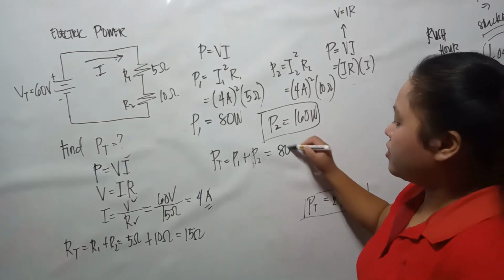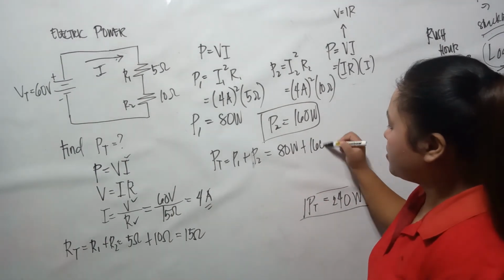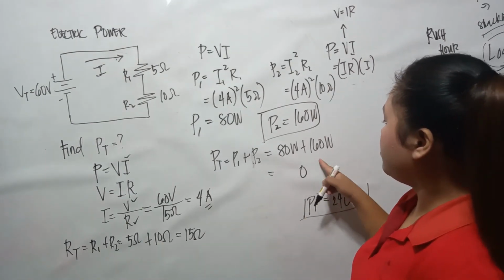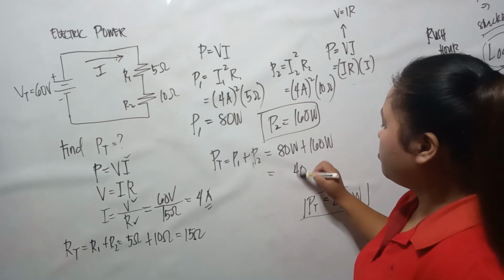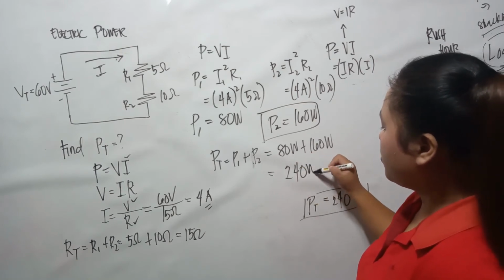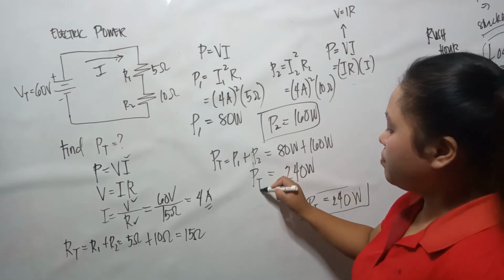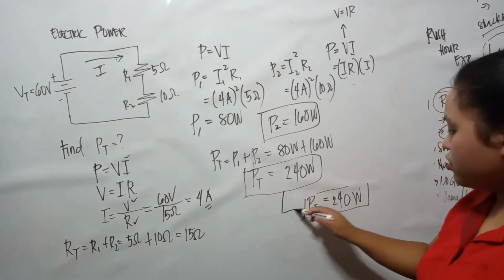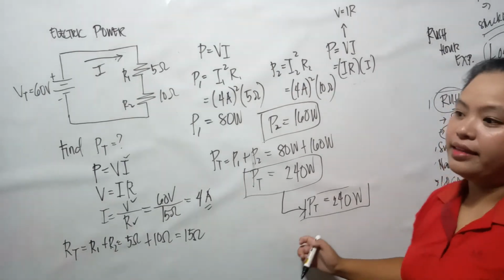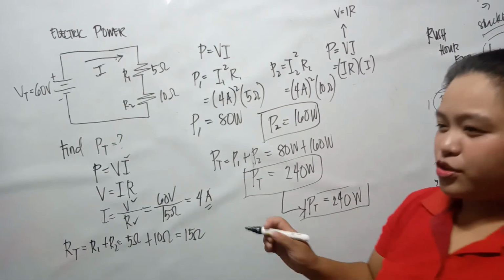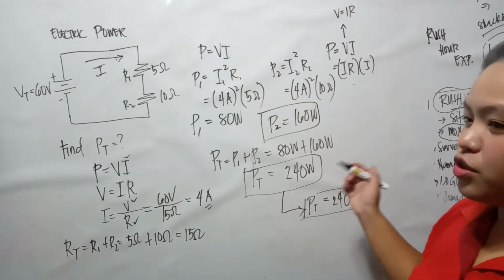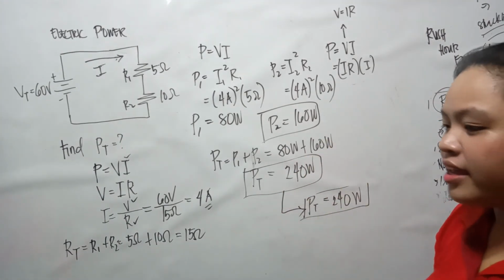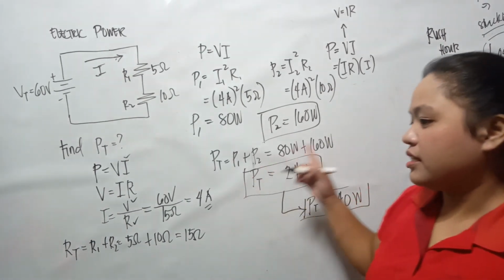So we have 80 watts plus 160 watts. And again, that would be 0, 6 plus 8, that would be 14, so 240 watts. So the total power is 240 watts, which is also the same as what we get from the other formula. So again, any of the formulas, you may use the I squared R or the power is equal to voltage times I. It's the same because you will still get the same answer.